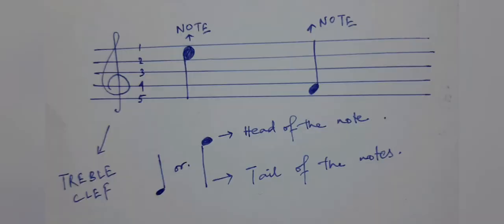Okay, so this is how a note looks, and this is how the staff notation looks. The staff notation is written on a set of 5 lines, which are called staves, S-T-A-V-E-S. The note has a black round circular part, which is called the head of the note, and a stem below it, which is called the tail of the note. The note can be written in both ways, in the straight way or upside down. It's the same.